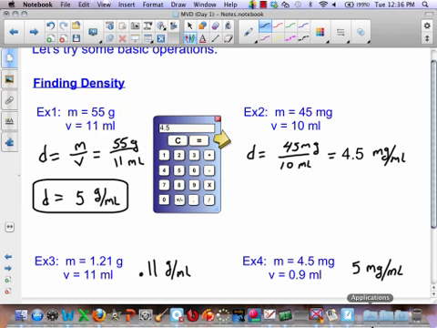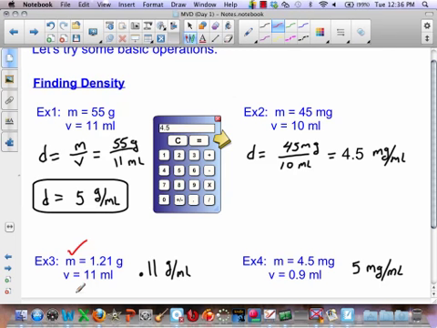Okay, now this is going to be tough. Which of these floats? Example 3. Yeah, I agree, example 3 works. Is that the only one? Maybe example 2. How do we know if it floats? What's the density of water?